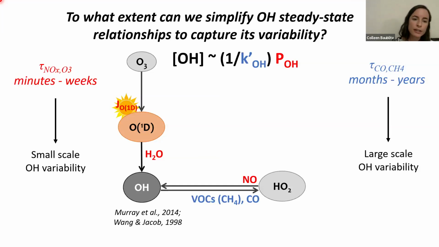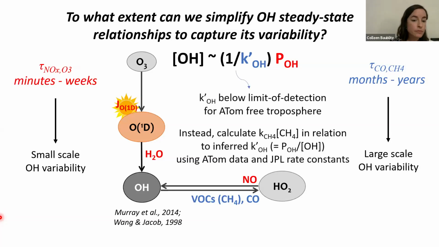Okay, and so broadly, to turn your attention to the big relationship in the middle of this slide. Okay, so broadly, we anticipate that on the smaller spatial scales that ATOM sampled, OH will reflect its variability in its production, but that'll be modulated by its reactivity, that K prime OH term.